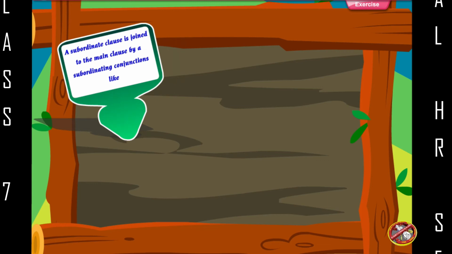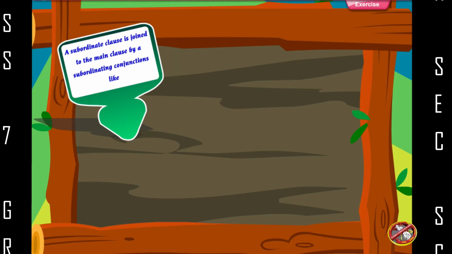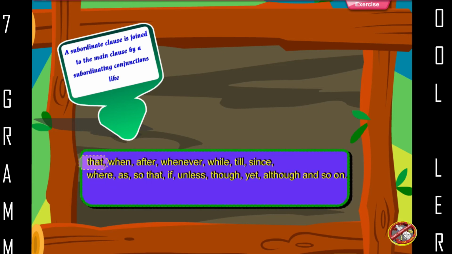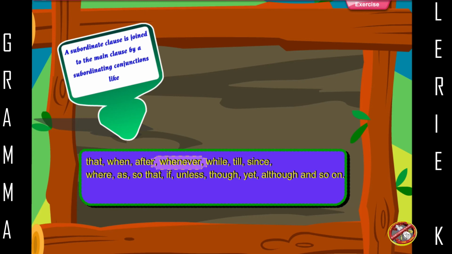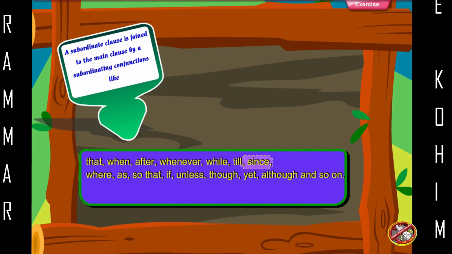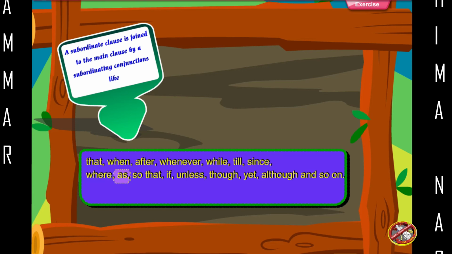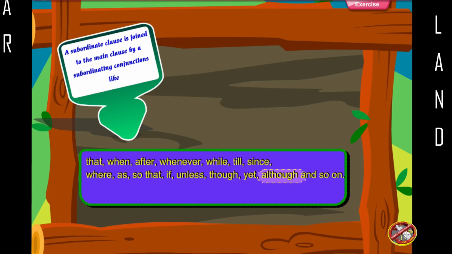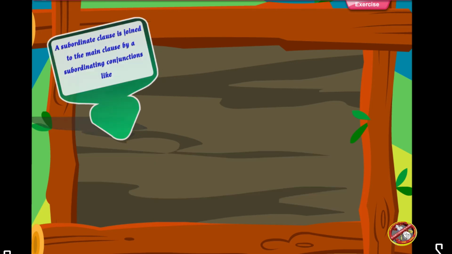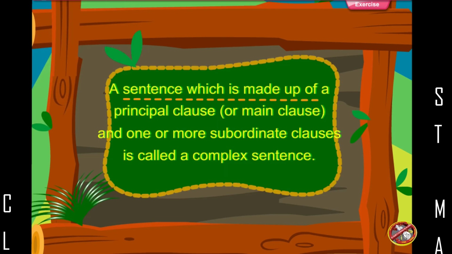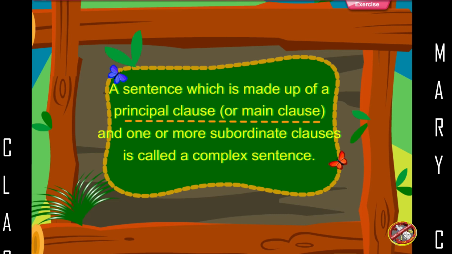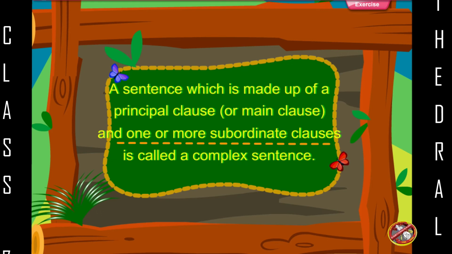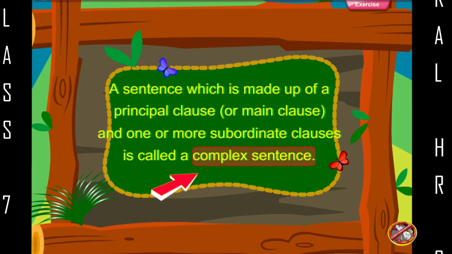A subordinate clause is joined to the main clause by a subordinating conjunction, like that, when, after, whenever, while, till, since, where, as, so that, if, unless, though, yet, although, and so on. A sentence which is made up of a principal clause or main clause and one or more subordinate clauses is called a complex sentence.